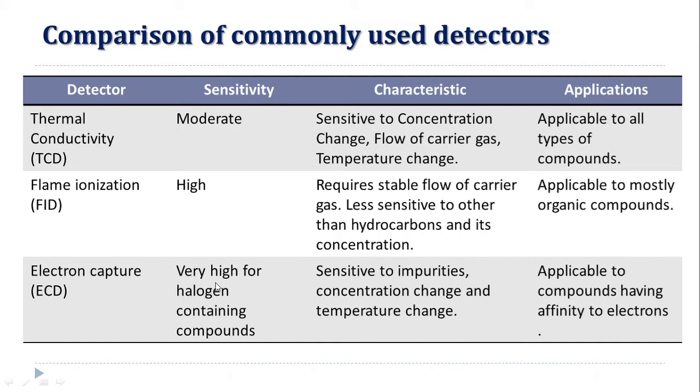Now the electron capture detector. It is also highly sensitive for compounds containing electronegative atoms. So its sensitivity is high only if the compound contains an electronegative atom. It is very sensitive to impurities, concentration change and temperature change. It is applicable to compounds having an affinity for electrons. So this is the use of the electron capture detector; its applications are more for organic compounds having an affinity for electrons. So these are the most commonly used detectors in gas chromatography.